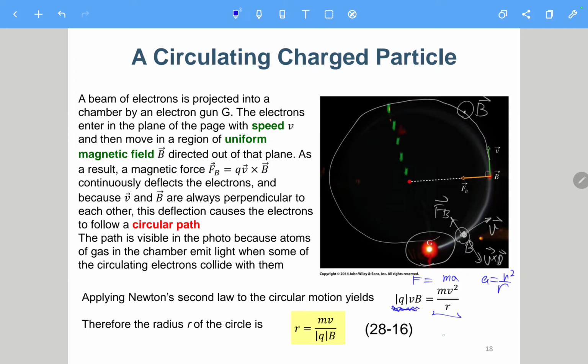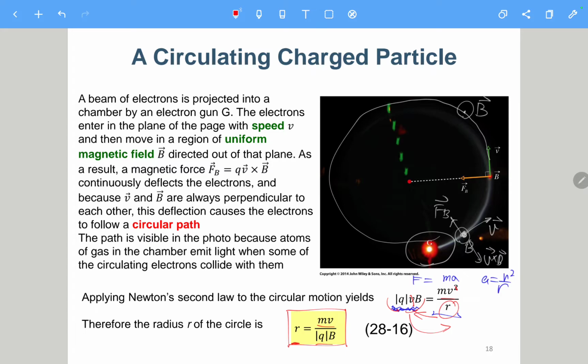We can actually cancel v on both sides, canceling v and this square. So it turns out to be QB equals mv over r. Finally, we can move these terms over. So we will have r on the left side, and then mv on top, and then QB at the bottom. So this is the radius of the circular motion.